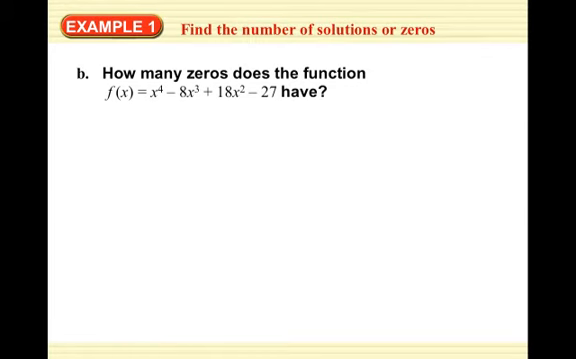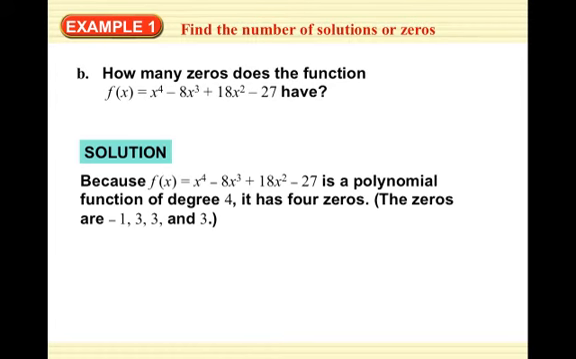How many zeros does the function f of x equals x to the 4th minus 8x cubed plus 18x squared minus 27 have? Well, zeros of the function are simply the solutions we get when we set the polynomial equal to 0. So again, we can still just look at the degree. Because it is a polynomial function of degree 4, it has 4 zeros, and those zeros are, by the way, -1, 3, 3, and 3. On a problem like this, again, you don't have to provide the zeros. Just tell how many zeros there are.